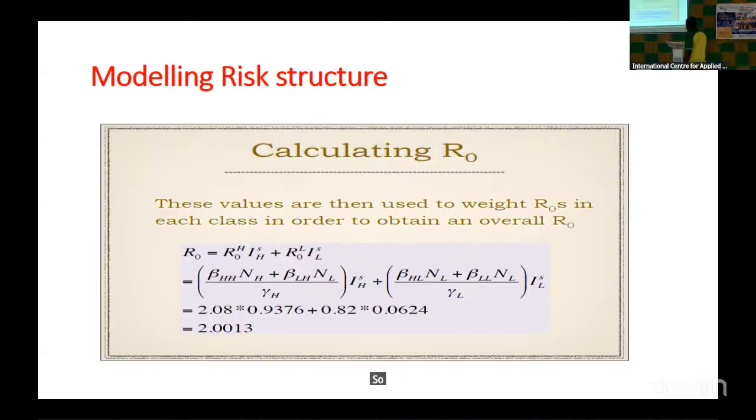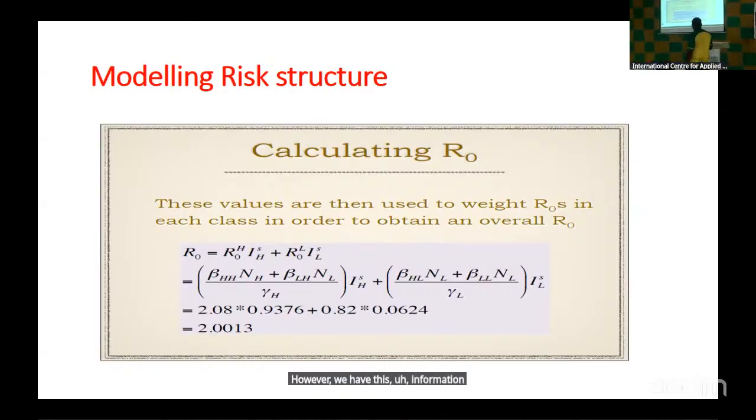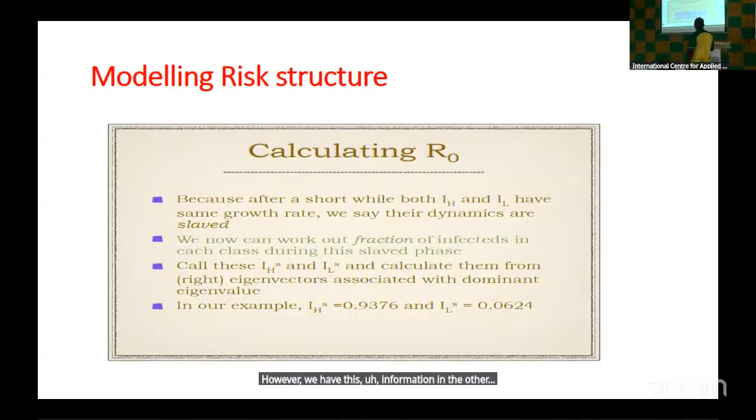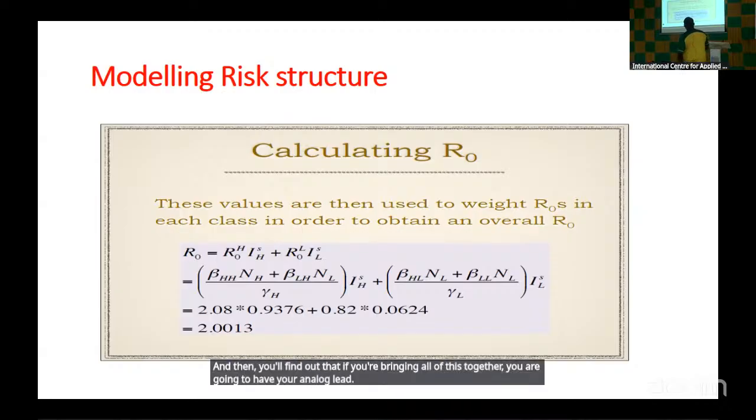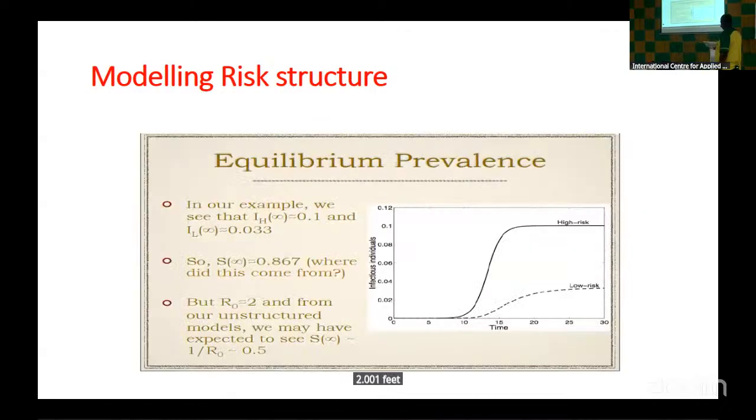So from here, we already have this information from the R naught we have gotten before, which is R naught H for this, and this is R naught L, the value of the R naught L. And then you find that if you bring all of this together, you are going to have your R naught to be 2.0013, which is far greater than 1.